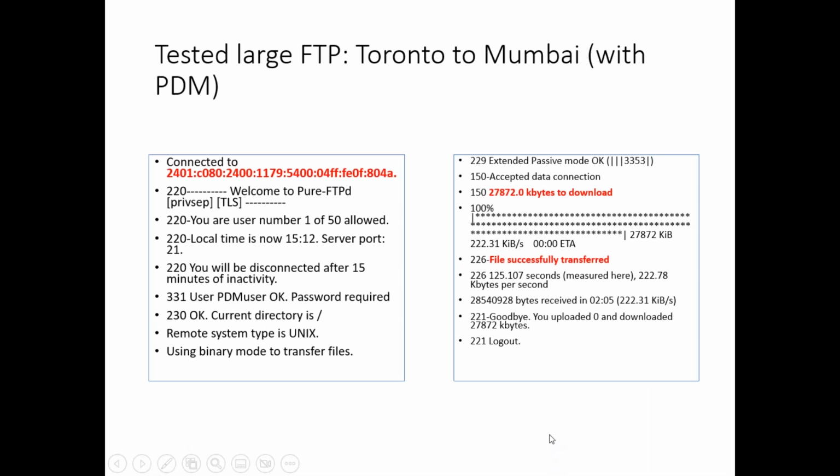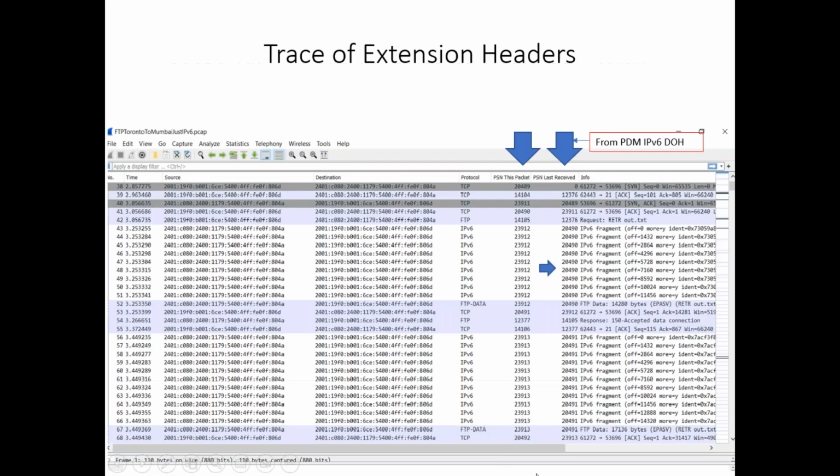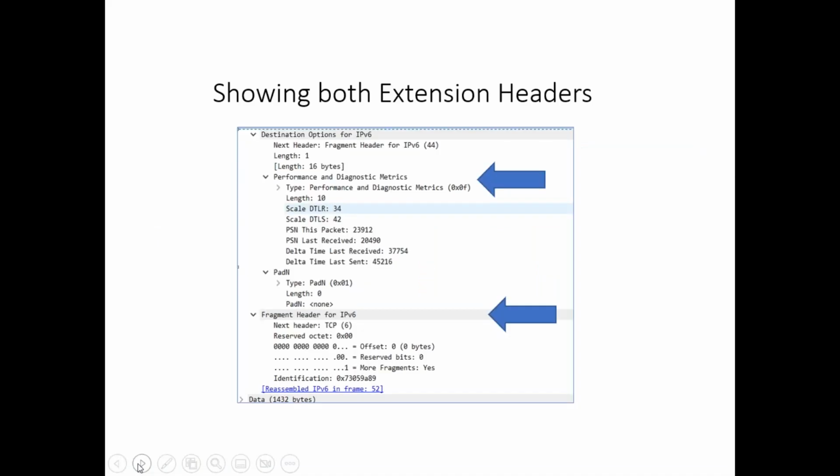We used a real application. We did an FTP. You can see here, file successfully transferred, and here's a trace, and this trace is showing we're getting this PSN, packet PSN last received. That is from our PDM extension header. So you can see the PDM extension header is there. We were also getting fragmentation. So both of these extension headers were being passed through the internet successfully.